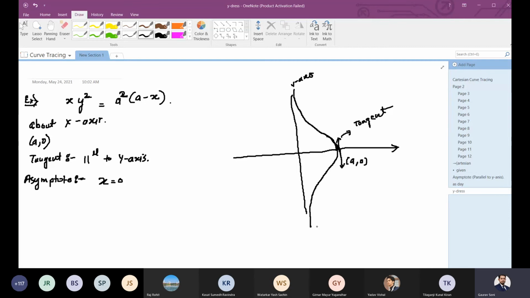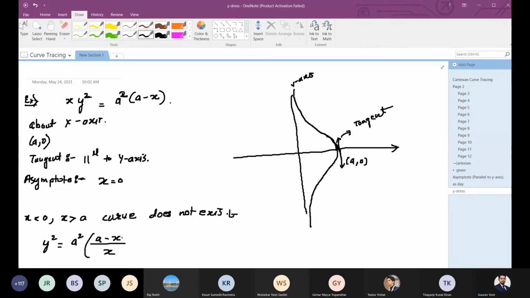Now it's your task to find the region of absence. You have to show that for x less than 0 and for x greater than a, the curve does not exist. To show that, we will have to convert the equation to the form y squared is equal to a squared (a minus x) upon x. This will be the region of absence, and this is how you will show it.